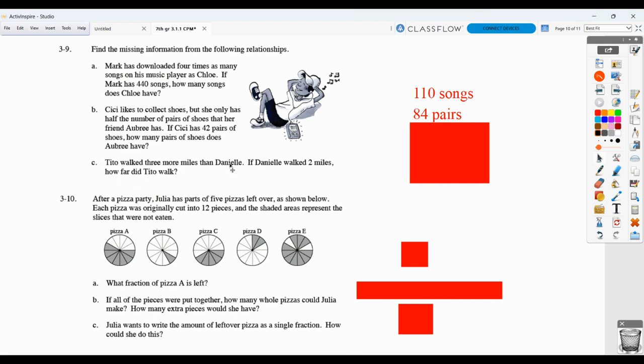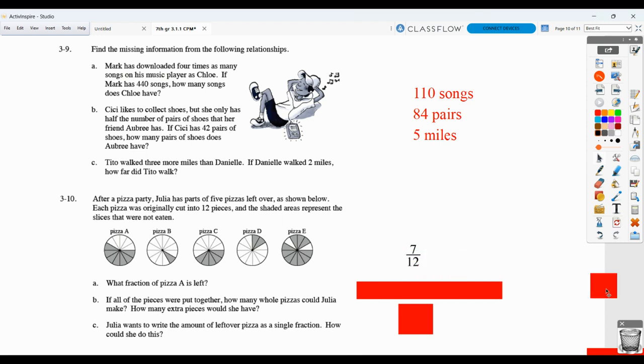Tito walked 3 more miles than Danielle. If Danielle walked 2 miles, how far did Tito walk? 2 miles plus the 3 more would give you 5 miles. After a pizza party, Julia has parts of 5 pizzas left over, as shown. Each pizza was originally cut into 12 pieces, and the shaded areas represent the part that's not eaten. So what fraction of pizza A is left? So you're going to count up how many. You've got 7 parts out of 12, so 7/12.